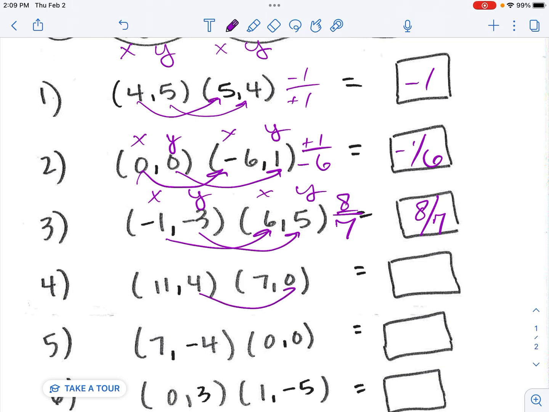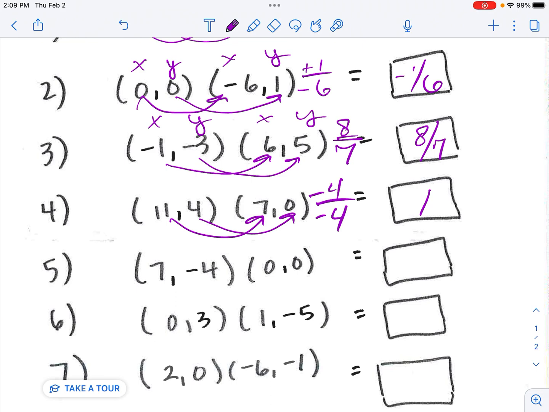Number 4, from 4 to 0, that is 4 hops to the left on the number line, so that's a -4. From 11 to 7, that is also 4 hops to the left, so that's a -4 as well. A negative and a negative cancels and forms a positive, and 4 divided by 4 simplified is 1. So that is a slope of +1.